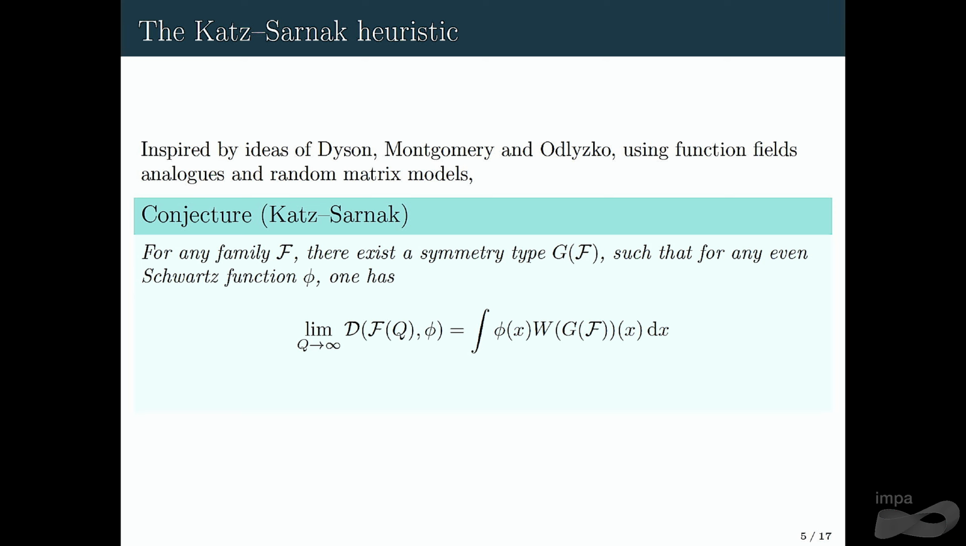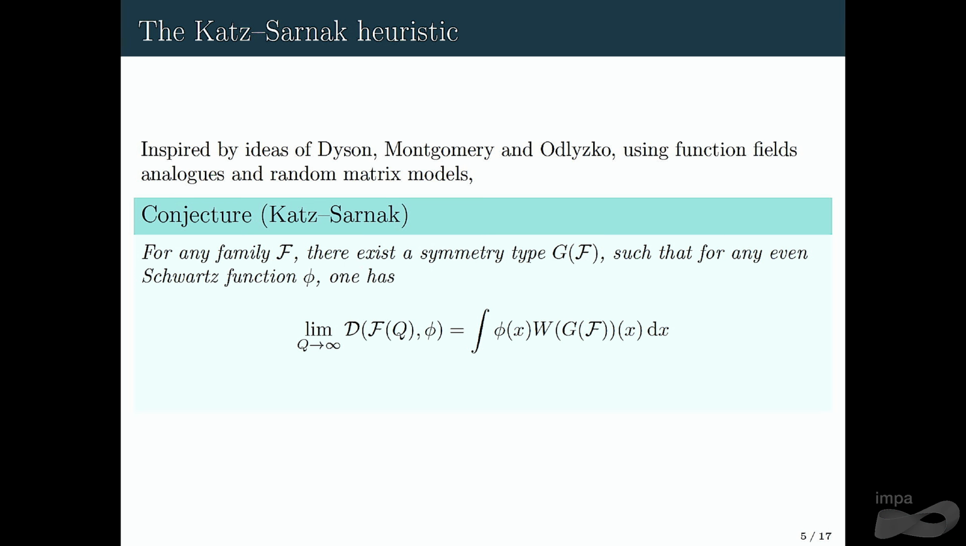And so there are 5 of them that can be the correct one, and depending on what the symmetry type of the family is, which is what we call those matrix groups, we have 5 different possibilities. So yeah, that's what Katz–Sarnak are saying.